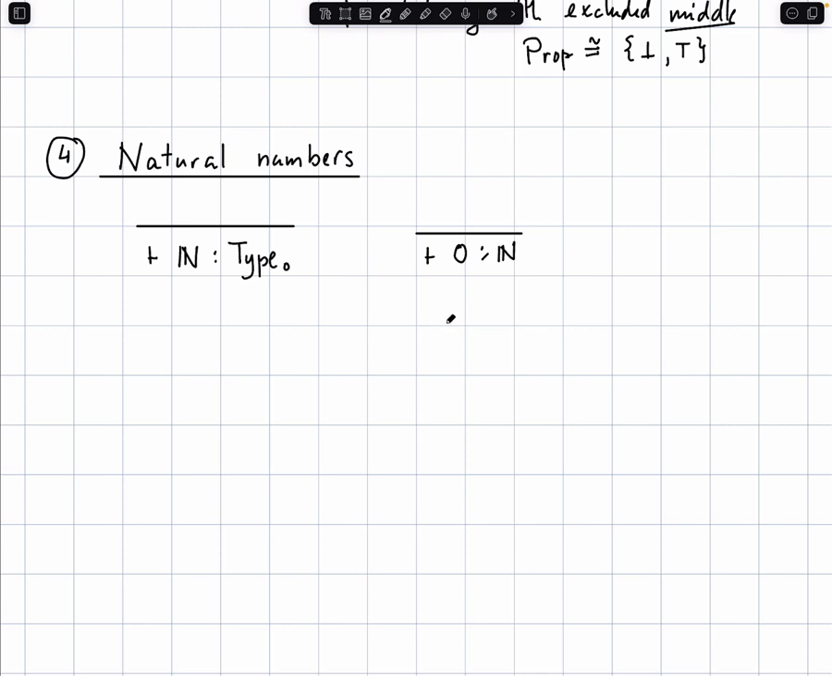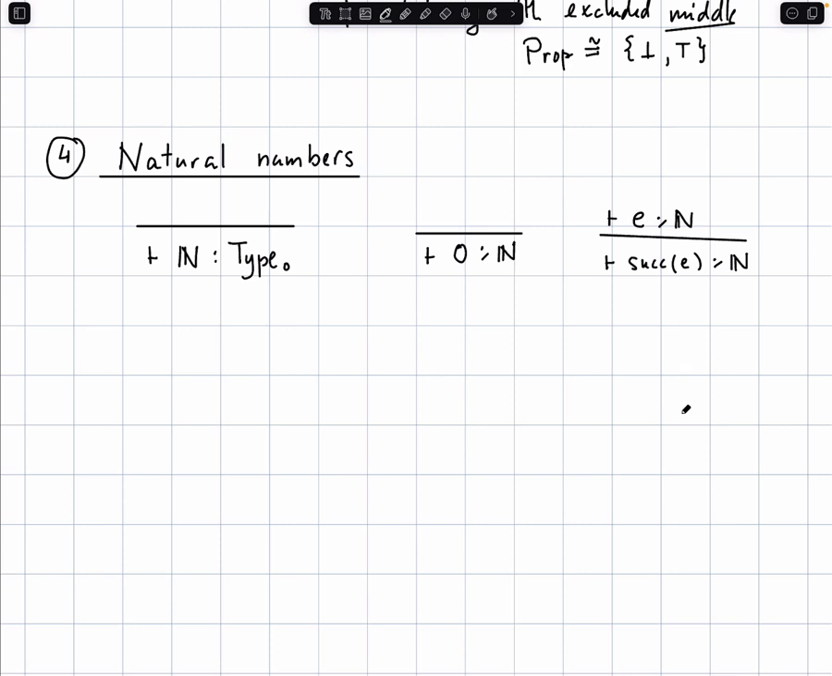Okay, so then there's going to be one other construction, which is the successor, which in type theory you would write like this. You would say, if I have an element, let's call it e, an element of N, then I can make a new element, let's call it successor of e, of N.